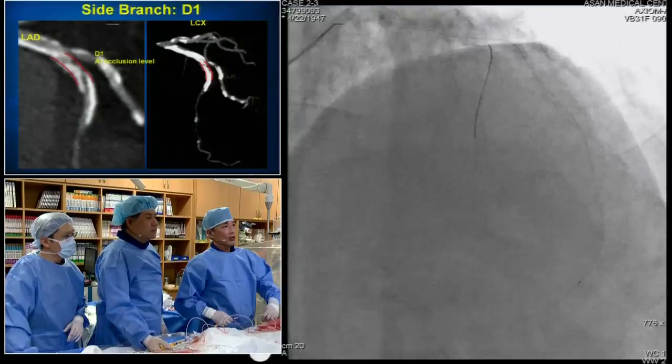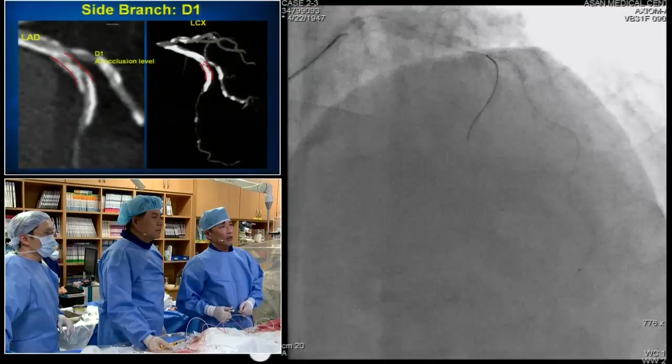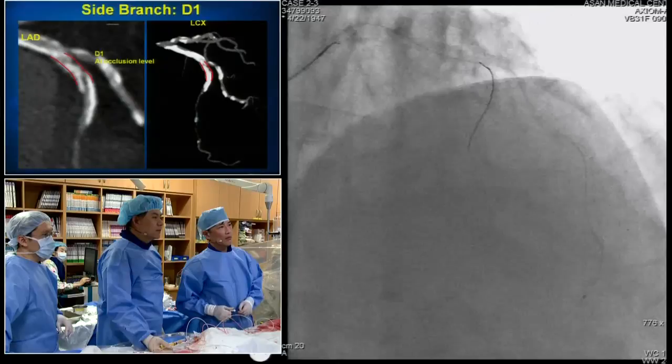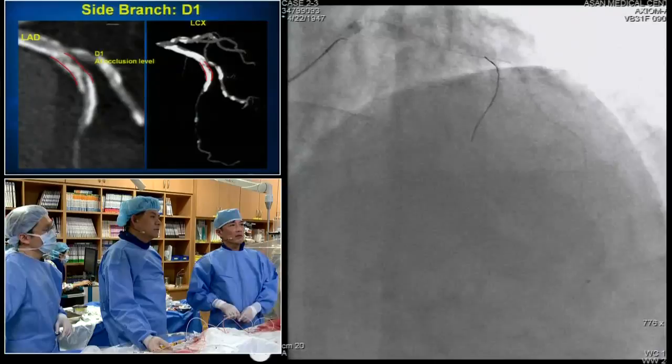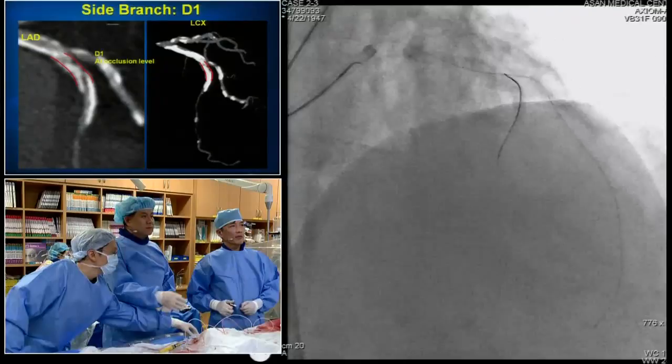Is it better? The tip is more flexible. Cannot go further, right? So the other option is you can start again from the antegrade approach with the graduated wire. Okay, yes, I will try. Nice. So antegrade approach again.